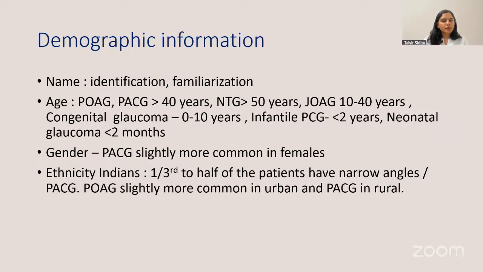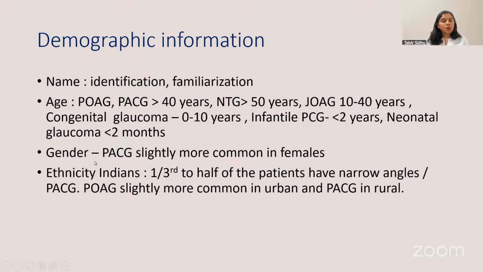Name of the patient helps us in identification of the patient as well as familiarization. Age of the patient is important, especially in glaucoma. We all know that adult primary open angle and angle closure glaucomas present after 40 years of age. Normal tension glaucoma slightly later, in 50 years also. However, I have seen a few normal tension glaucomas who are around 45. Juvenile open-angle glaucomas at the age of 10 to 40 years. Congenital glaucomas are obviously younger, 0 to 10 years.